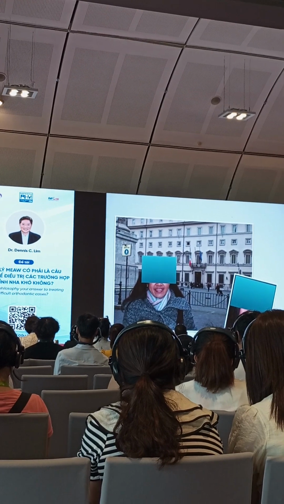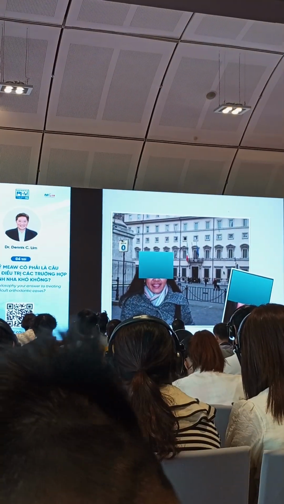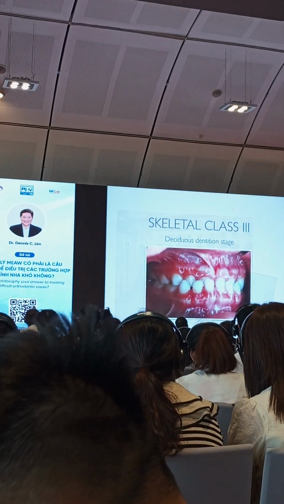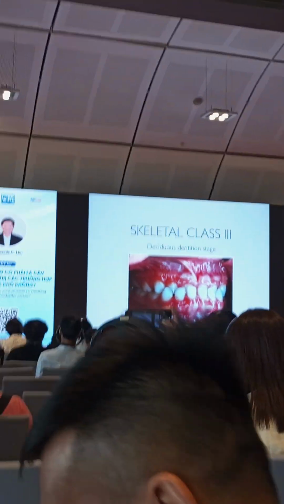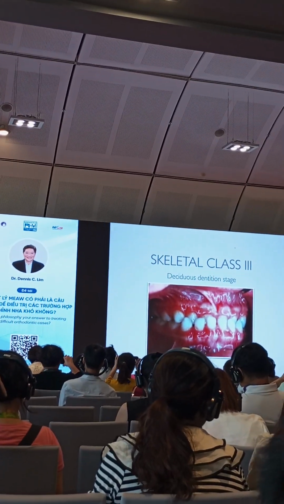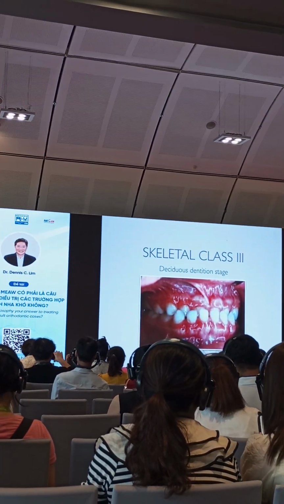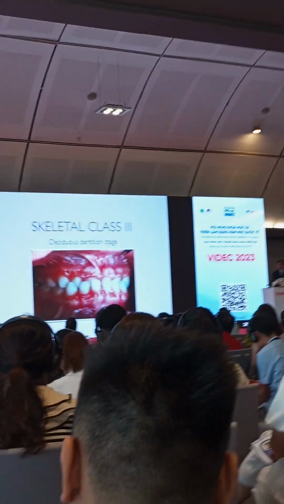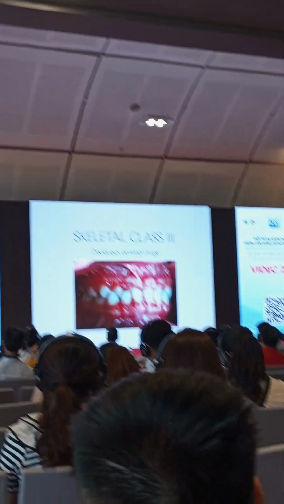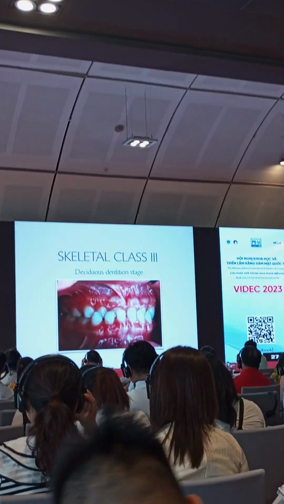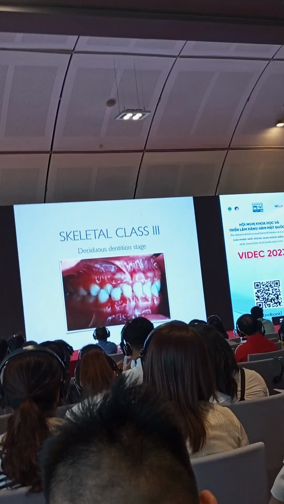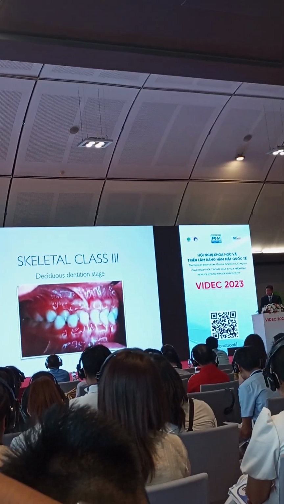So how about if you have class 3 in the deciduous dentition stage? In most of the cases, we can give patients appliances, because with deciduous teeth we cannot do anything. We cannot place brackets on the deciduous teeth. So you can give appliances to the patient to improve it, maybe an extraoral appliance or an intraoral appliance.